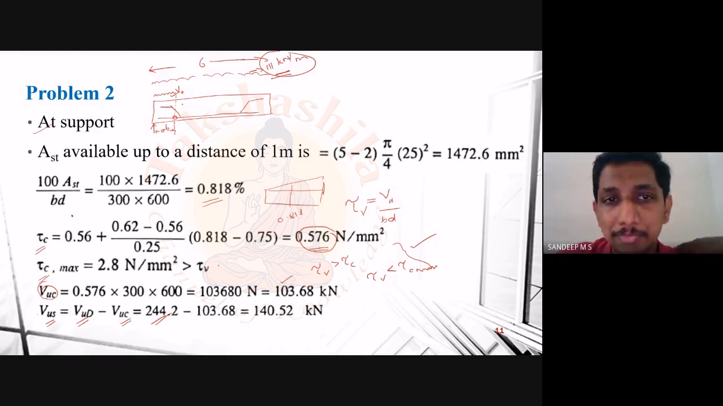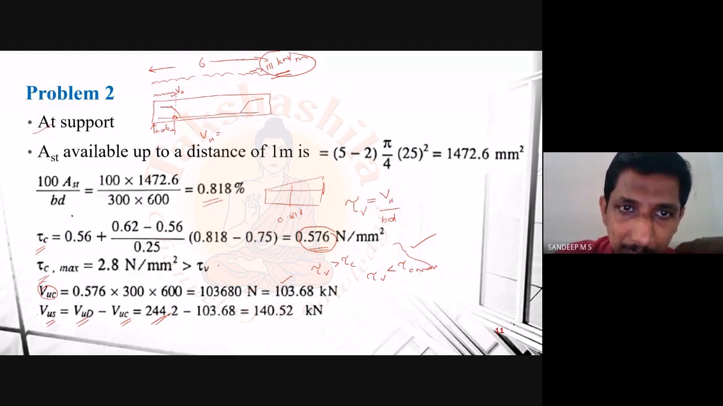Therefore, what will be the value of VU? In this case, VU will be equal to the upward reaction, which we know is WL by 2. Then we have a downward force, therefore minus W into the distance, since the UDL should be converted into a point load. W into this distance, which is 0.6, as we already know. This will give you the value of VU.